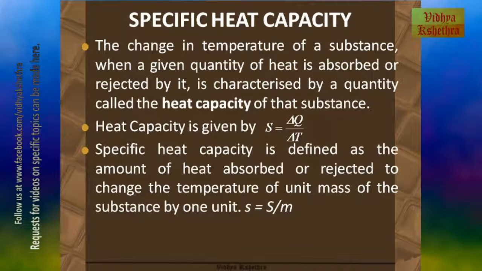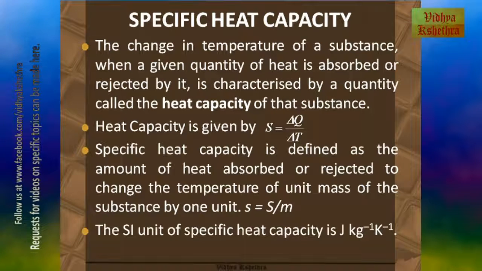Specific heat capacity is defined as the amount of heat absorbed or rejected to change the temperature of unit mass of the substance by 1 unit. And specific heat capacity is given by heat capacity divided by m, where m is the mass of the substance. The SI unit of specific heat capacity is joule per kg per Kelvin.